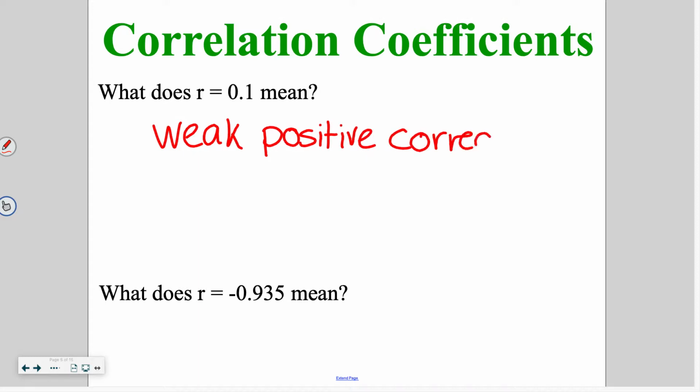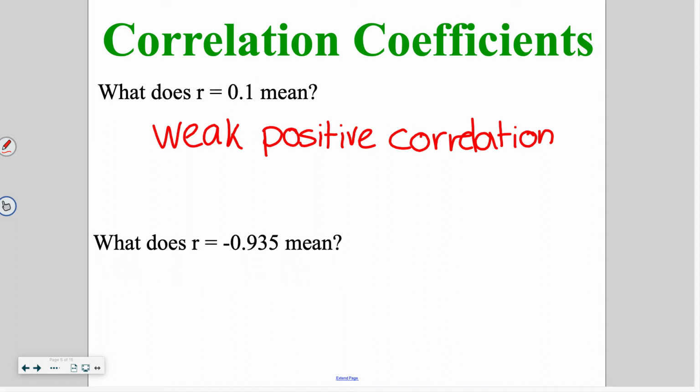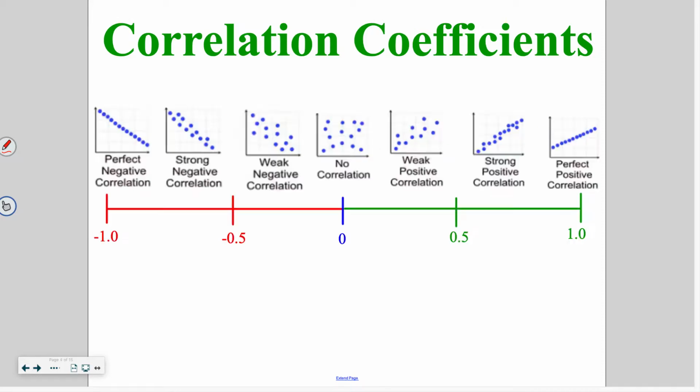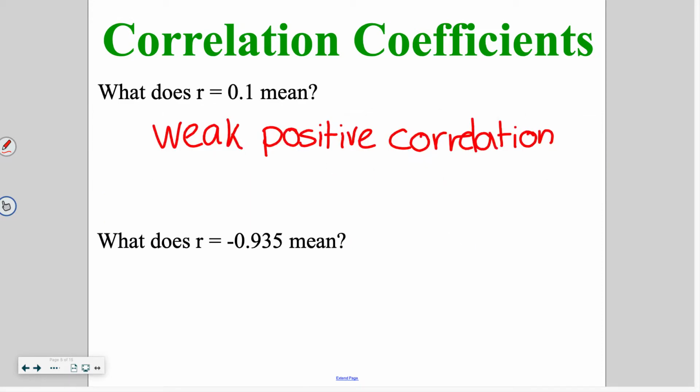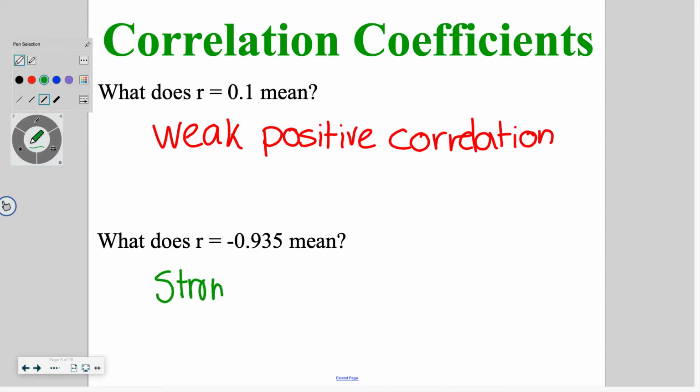So it is going to be a very weak correlation because we are super close to 0, but it does have some sort of a positive indication because our R value is positive. For our second one here, what does R equals -0.935 mean? That's super close to -1. So this would mean a strong negative correlation.